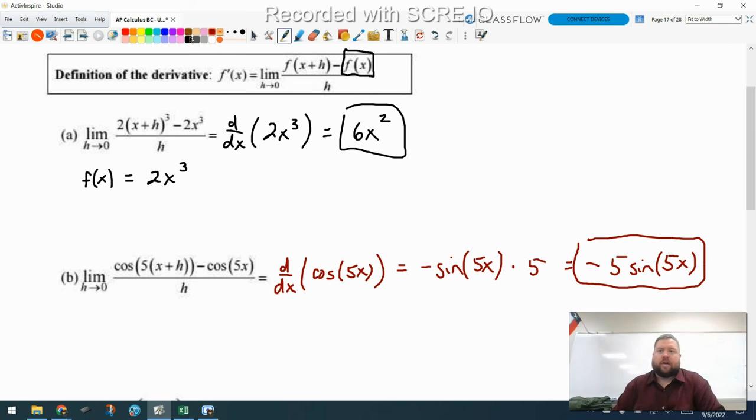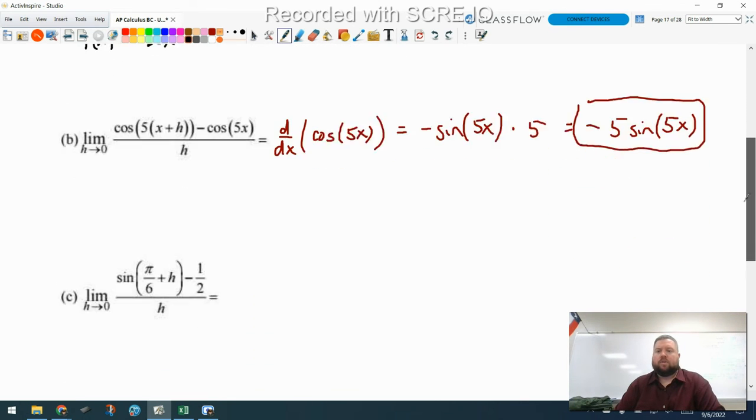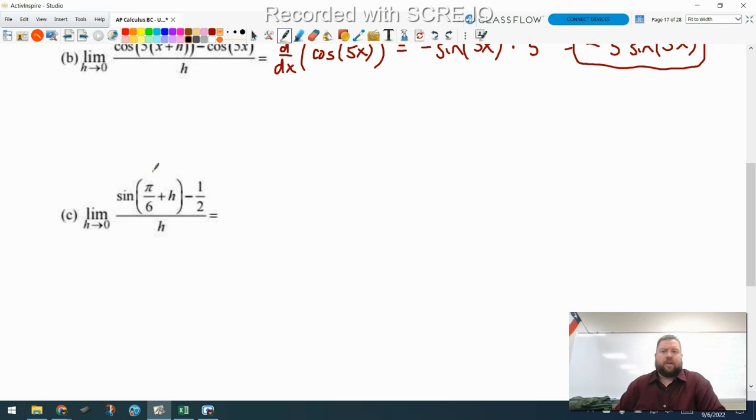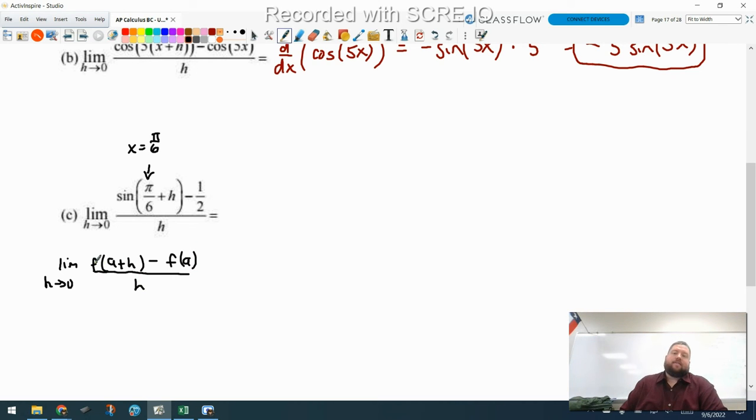Give the third one a try on your own, and then unpause the video and see how you did. Okay, this is a little trickier because first of all, they plugged in a number for x. So x is equal to pi over 6 right here. What this is in is this form right here: the limit as h approaches 0 of f of a plus h minus f of a all over h, where a is a constant.